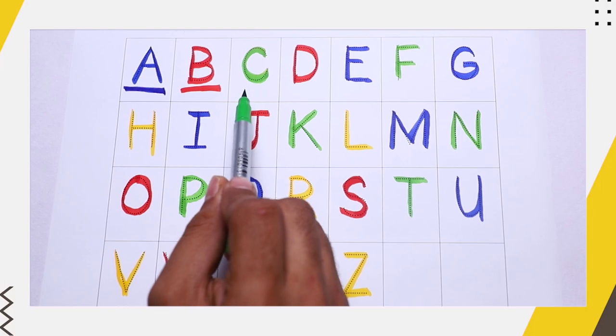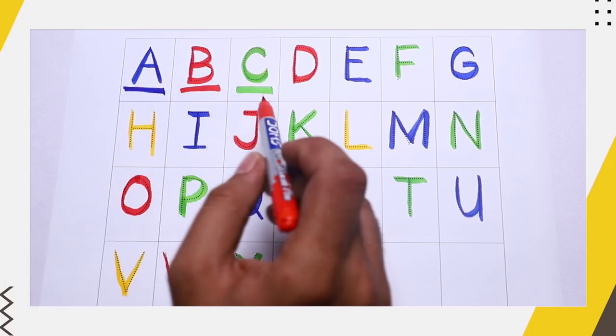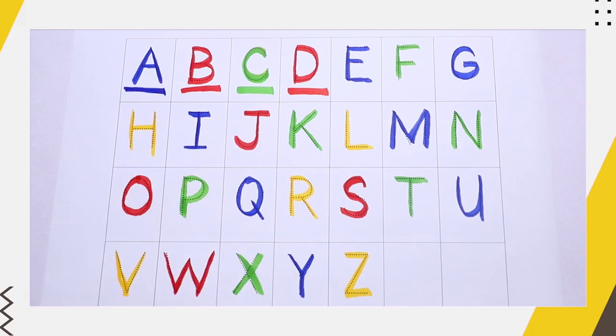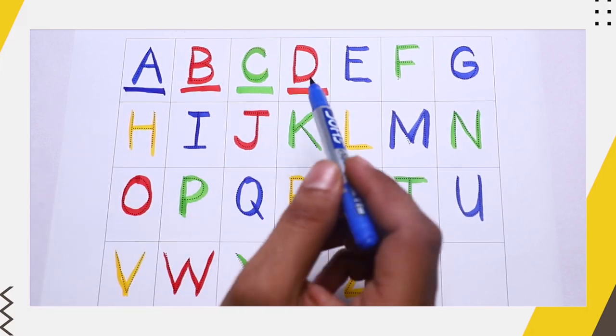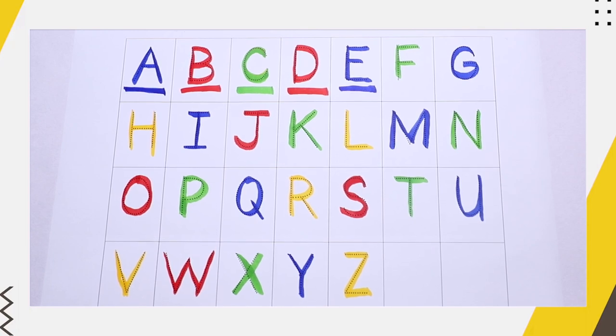Green color C. C for cat. Red color D. D for dog. Blue color E. E for elephant.